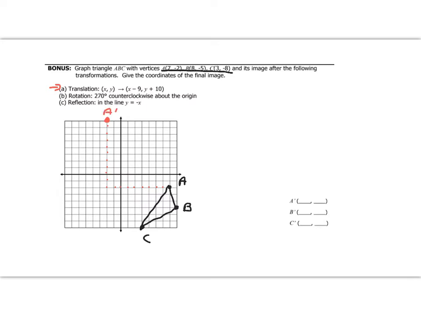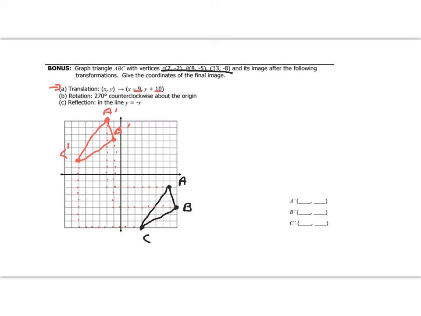I'm going to do the exact same thing with the B. I'm going to go -9, +10. So 1, 2, 3, 4, 5, 6, 7, 8, 9. 1, 2, 3, 4, 5, 6, 7, 8, 9, 10. And do C. 1, 2, 3, 4, 5, 6, 7, 8, 9. And then I'm going to go 10. 1, 2, 3, 4, 5, 6, 7, 8, 9, 10. So this is C prime. And that is with the translation.